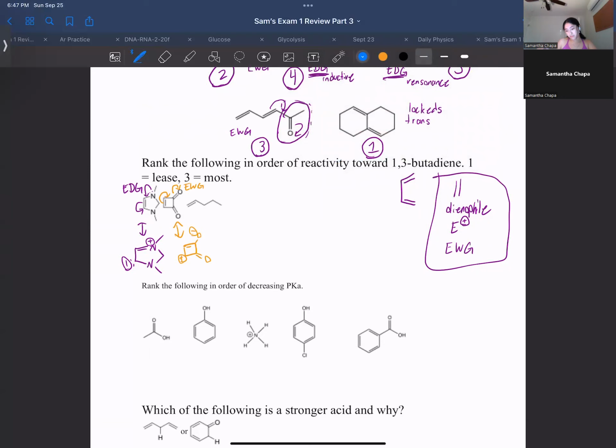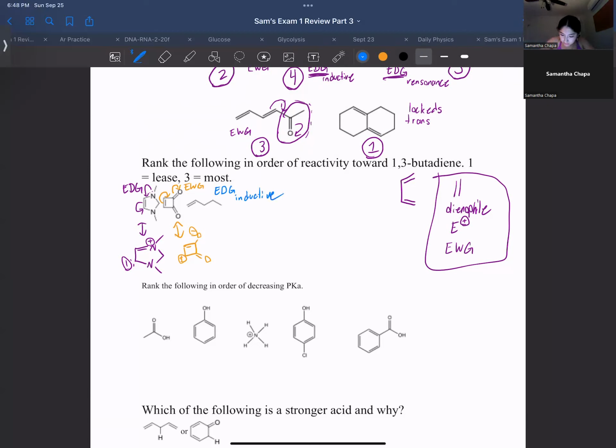This last one, it's still a dienophile, but it looks a little weird. It's just a carbon chain. So again, any carbon is electropositive, and it's going to be pushing electron density into my double bonds. So then we have an electron donating group through the inductive effect.